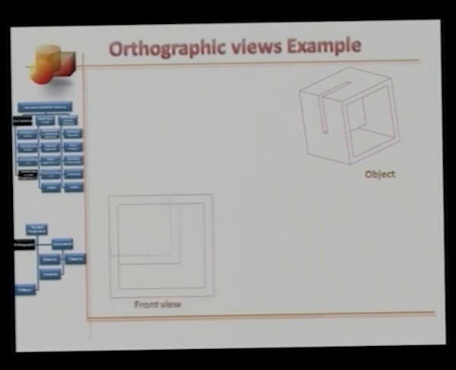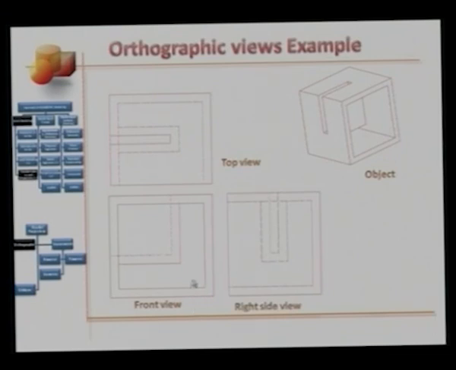Let's consider a very simple example. Say this is an object and we would like to have the orthographic projections, the orthographic views in the third angle scheme. This would show the front view of the object. This would show the top view of the object. And this would be the right hand side view of the object. You must have been told in your first year drawing classes that in the third angle projection, the front view is always below the top view. And in the first angle projection, it is the top view which is below the front view.